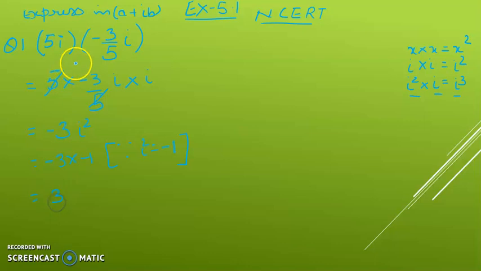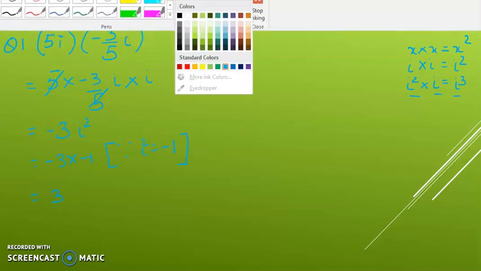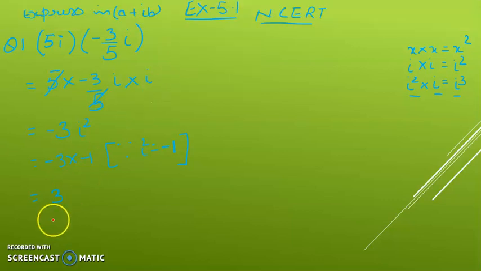So we get 3. Now see, the question is saying you have to express in the form of A plus iB. This is only the real part, so I can write this as 3 plus 0i. This is the form of A plus iB. In your NCERT they have just given 3, but you write this as 3 plus 0i. Are you following, students? So in this way you will solve the questions.